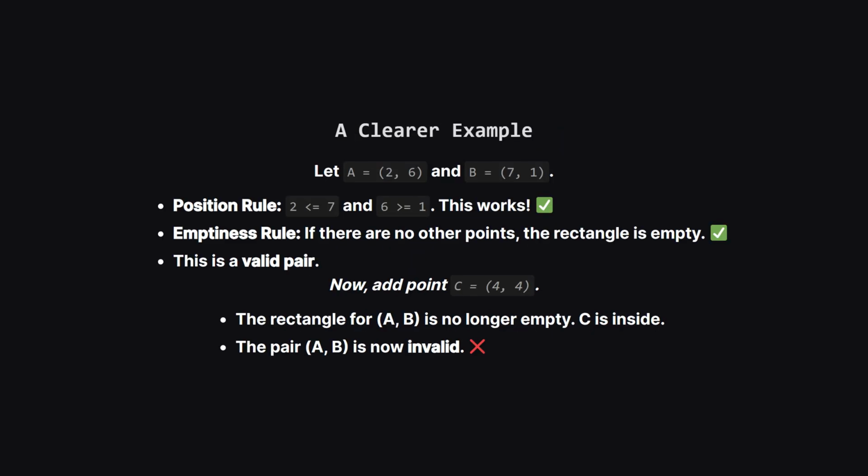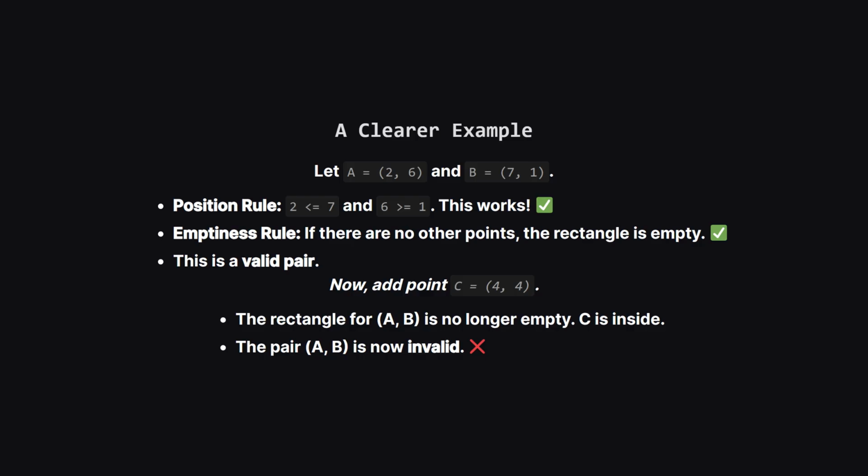Okay, let's use an example that actually works to make it clearer. Imagine we have just two points, A at [2,6] and B at [7,1]. Is A upper left of B? Well, its x is smaller, and its y is bigger. Perfect. Is the rectangle empty? Yes, because there are no other points at all. So this is a valid pair.